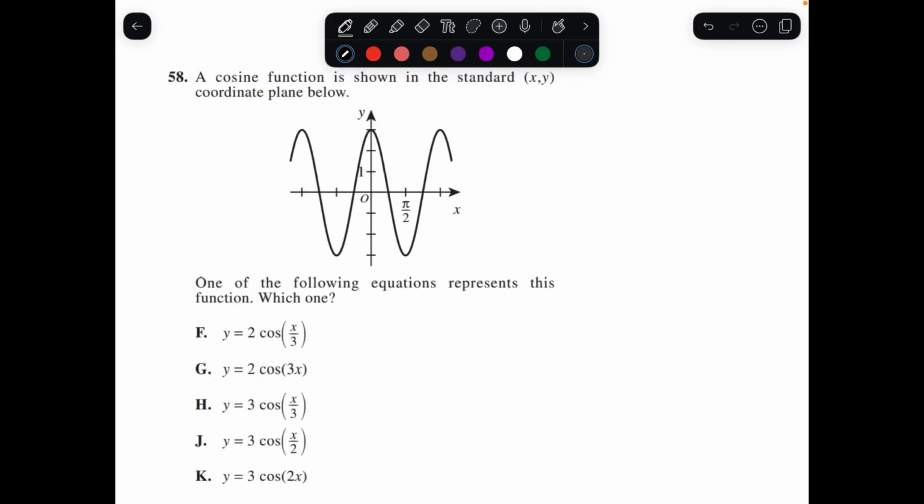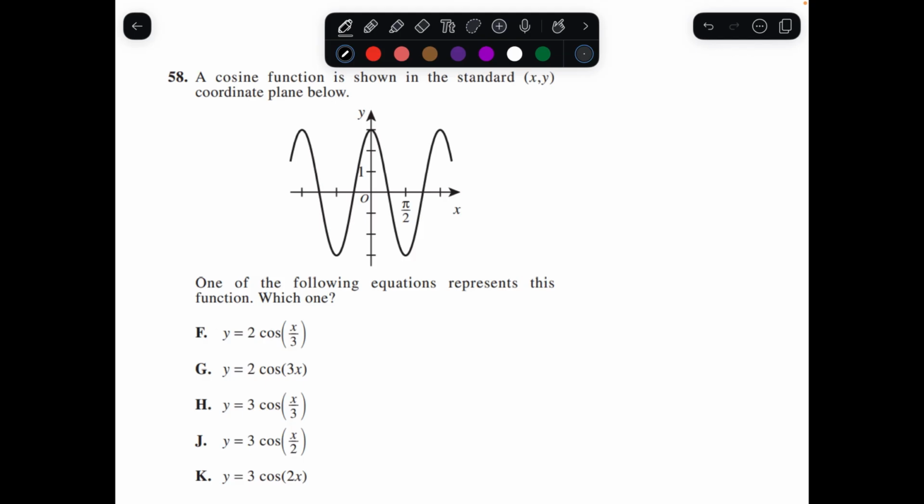All right, on to the third question, which states a cosine function is shown in the standard xy coordinate plane below. And it says one of the following equations represents this function, and it asks which one. So to find the correct answer, we can use a graph, and we can figure out the amplitude and the period from the graph. And I covered this in my previous video titled the ACT math questions you should know. I recommend checking that out.